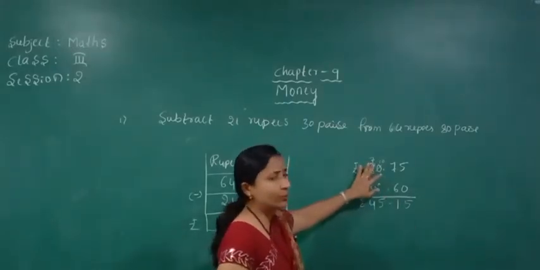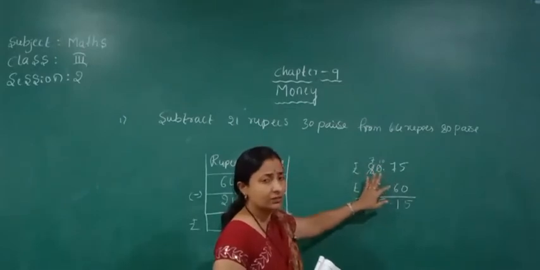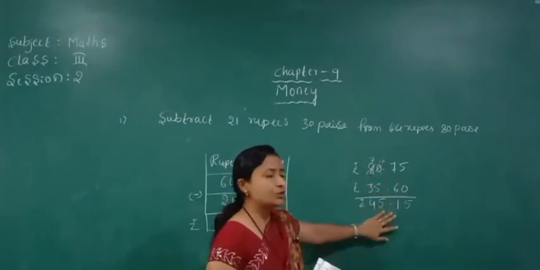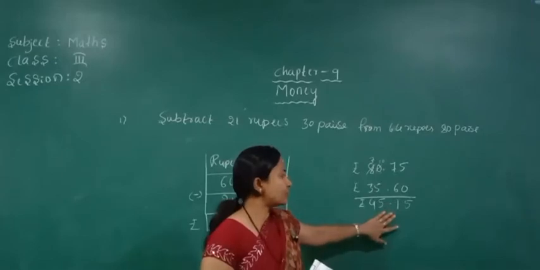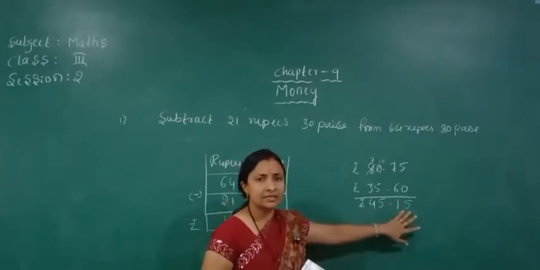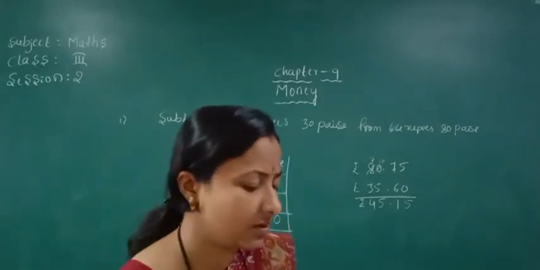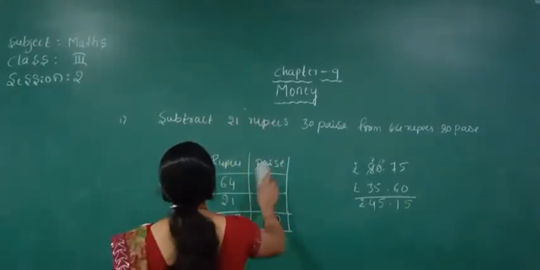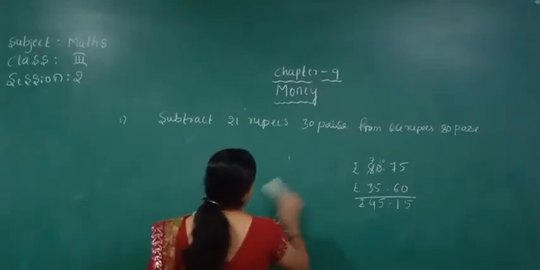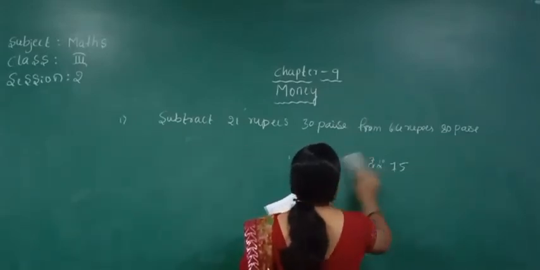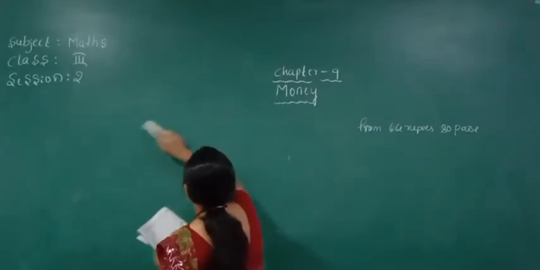Understood? This is the borrow method, which you already learned, so you can remember that. So we get 45 rupees 15 paise. Okay. Students, observe the given articles and their prices. Here some articles and their prices are given.